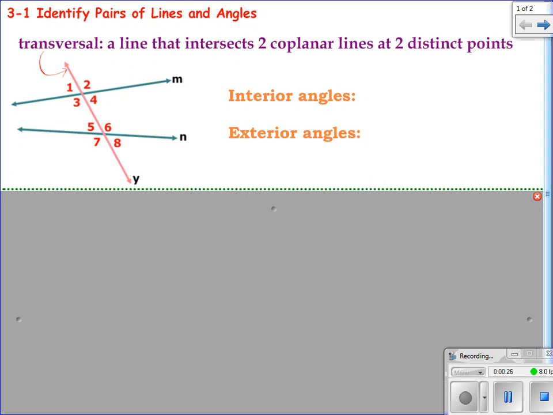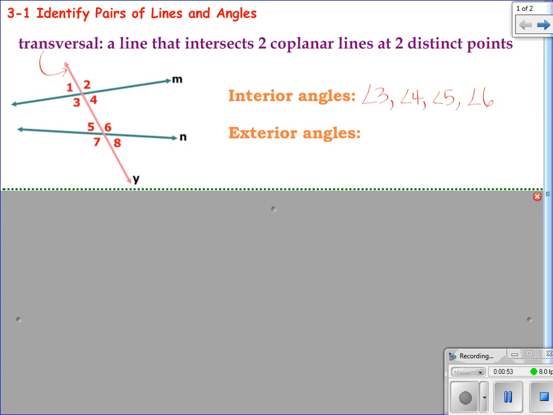It's a line that intersects two coplanar lines at two distinct points. So we have the two greenish lines, and the transversal, the pink one, is cutting through both of them, intersecting both of them. Take a guess at what the interior angles on this picture are. 3, 4, 5, 6.